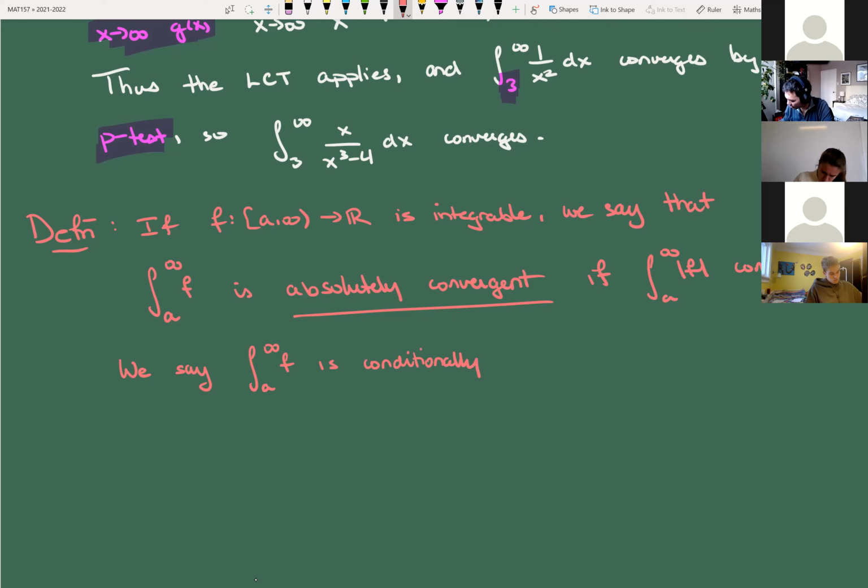Suddenly I can't think about how to spell conditionally. Hopefully I spelled it right. It is conditionally convergent if this converges but the absolute value diverges.